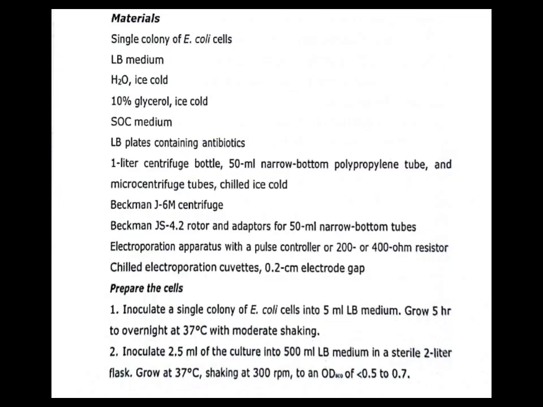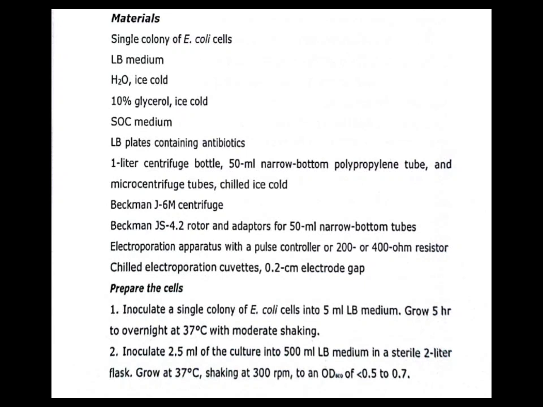Materials: single colony of E. coli cells, LB medium, H2O ice cold, 10% glycerol ice cold, SOC medium, LB plates containing antibiotics, 1 liter centrifuge tube, 50 ml polypropylene tube, and microcentrifuge tube, chilled ice cold, Beckman GS-6R centrifuge, and Beckman GS 4.2 rotor and adapter for 50 ml tubes. Electroporation apparatus with a pulse controller or 200 or 400 ohm resistor. Chilled electroporation cuvettes, 0.2 centimeter electrode gap.